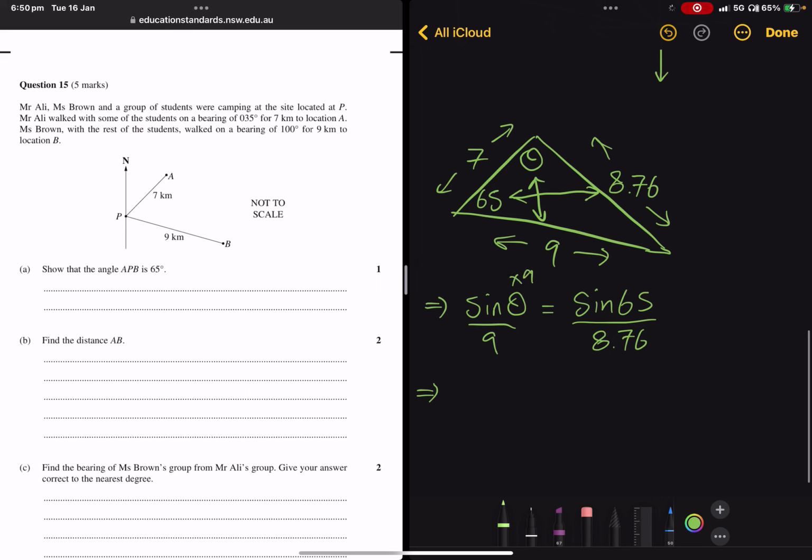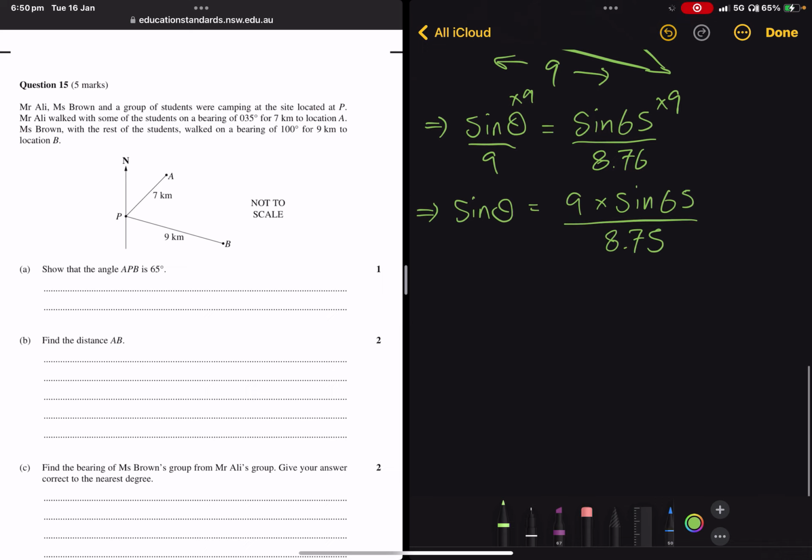Multiply both sides by 9. This gives us sine of theta is equal to 9 times sine of 65 divided by 8.75. Now we just want to find the theta on its own. So the theta on its own will be arc sine. This is the same as sine minus 1 or shift sine on the calculator. Arc sine is just a formal name for this.